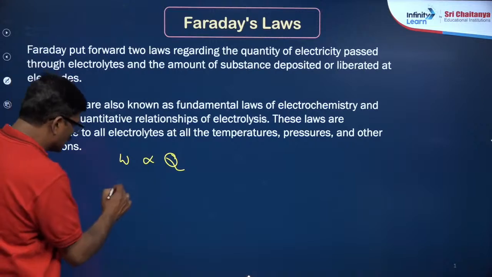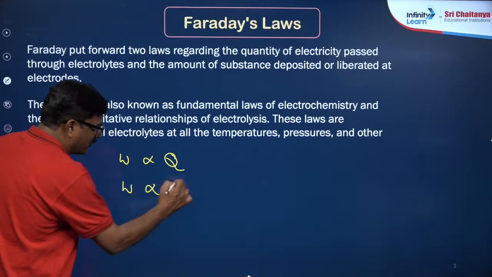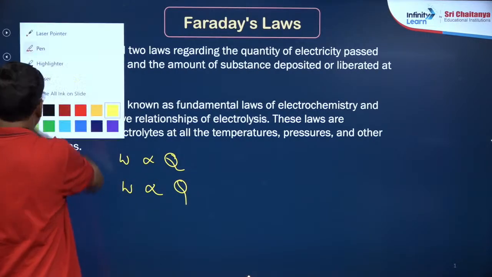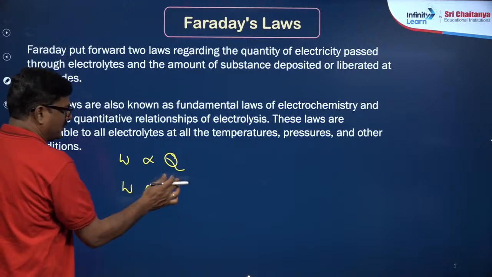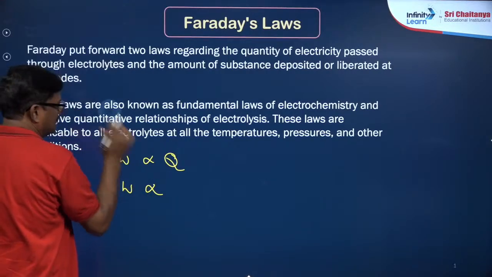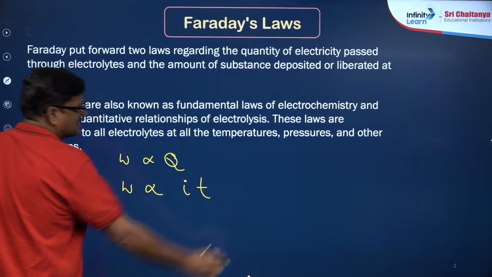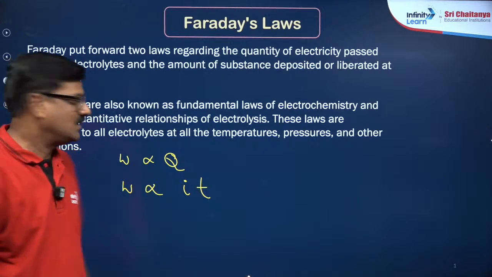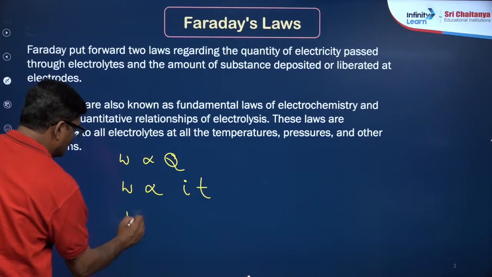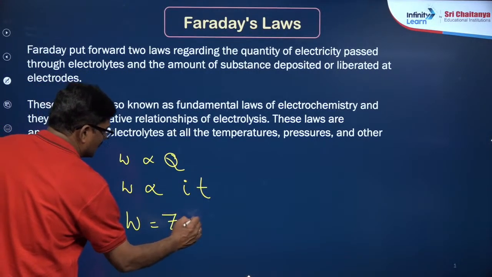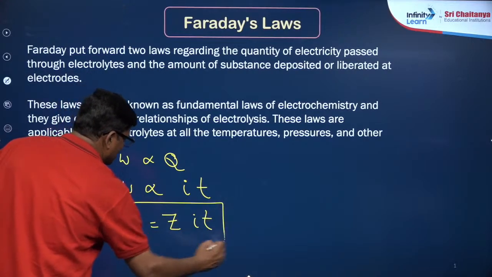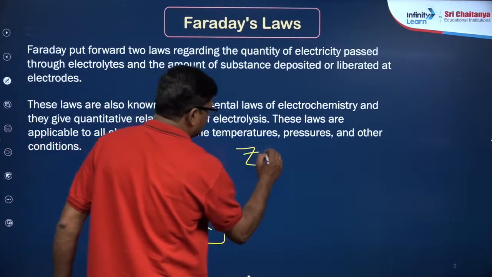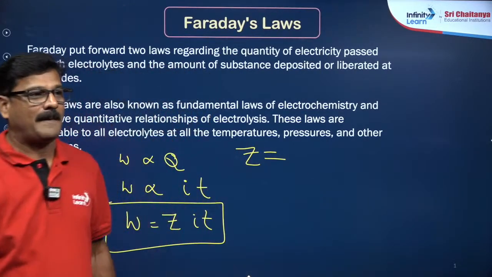So weight is directly proportional to IT. Directly proportional to IT. I stands for current and the T stands for time. So I want to say W is equal to Z, a constant, times IT. What is Z? Jayant Reddy, tell what is Z?